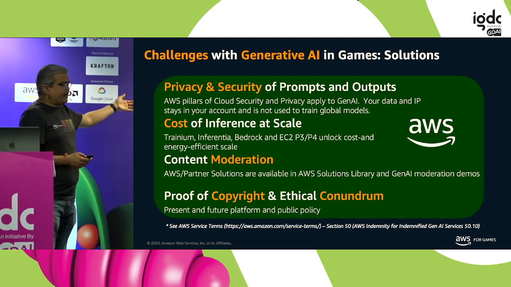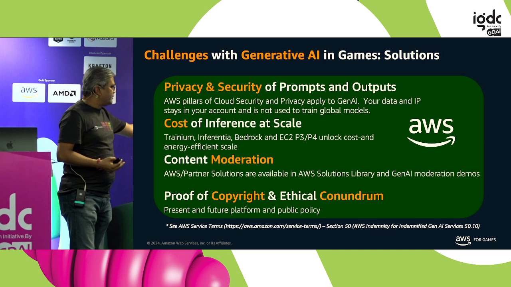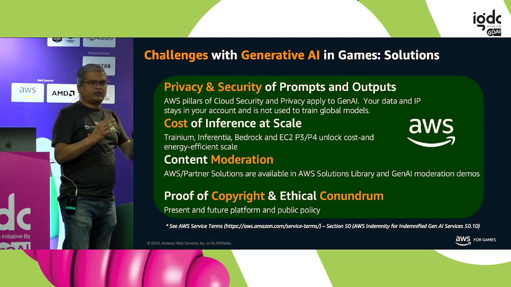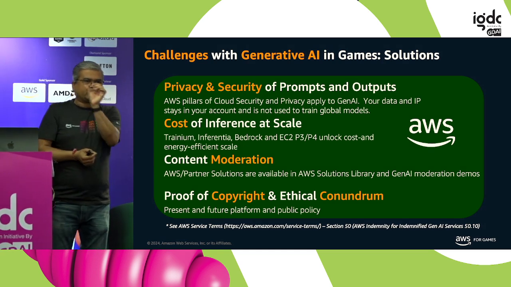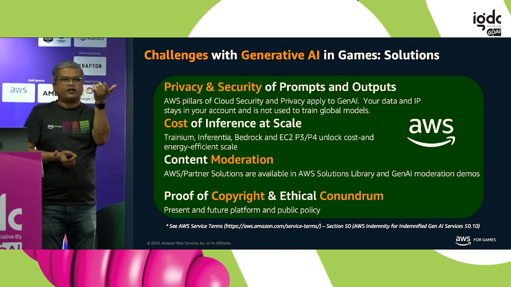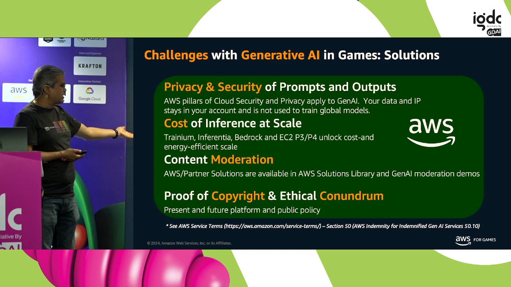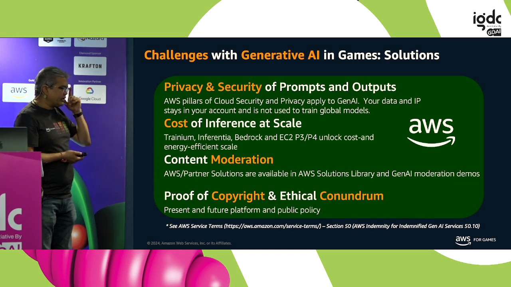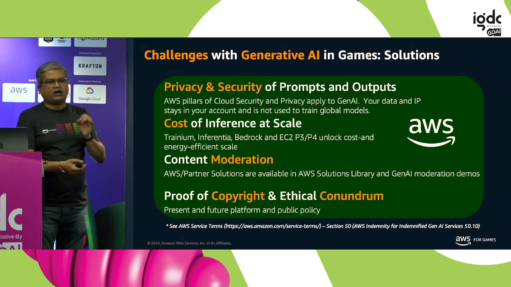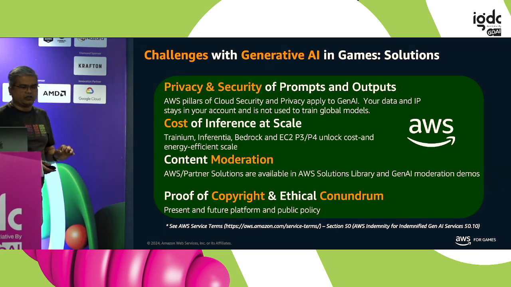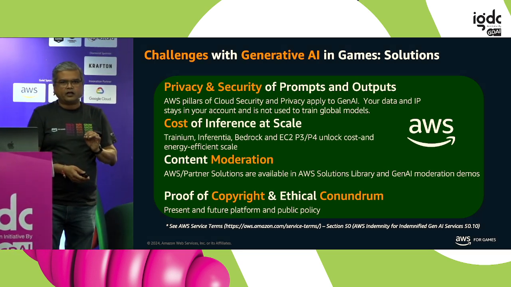Cost of inferencing: we've made a number of services available which help you reduce your costs. There's Trainium and Inferentia. These are two specialized chips available. Trainium and Inferentia are specifically designed to train large language models and to run inference. They have been especially tuned for that. Content moderation, I talked about a couple of slides ago, is a ready-to-use solution. And proof of copyright and the ethical conundrum: for Amazon models, we have Titan and the Titan suite of models. They are all covered by what we call an indemnity clause. There's an indemnity clause against any kind of copyright infringement, and you are protected by it for that set of models that we have.